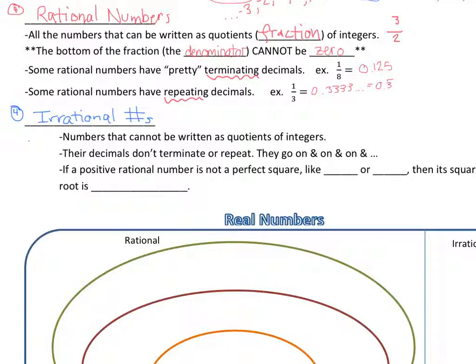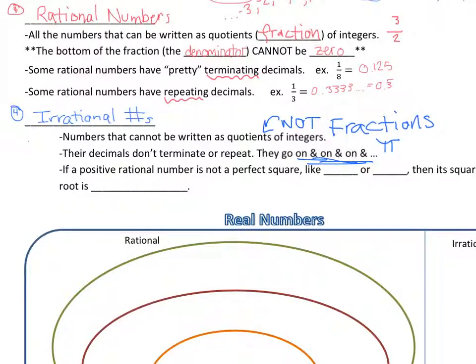These are numbers that cannot be written as quotients of integers. That means they're not fractions. Okay, so no fractions. So what are they? Their decimals don't terminate or repeat. That means they go on and on and on and on. What is a famous number that goes on and on and on and on? Pi. It goes forever. Okay, so that is an irrational number.